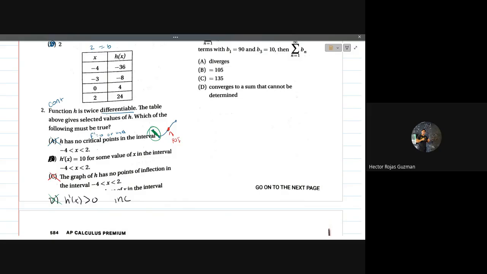That is correct, because if I take h of 2 minus h of negative 4, this is going to be 60. 60 over 6 is 10. And we were told that the function is differentiable. Therefore, by the mean value theorem, the instantaneous rate of change should equal 10 at some point.